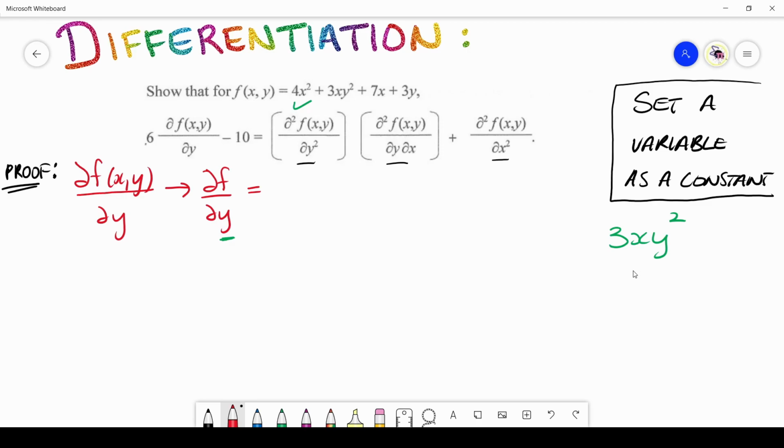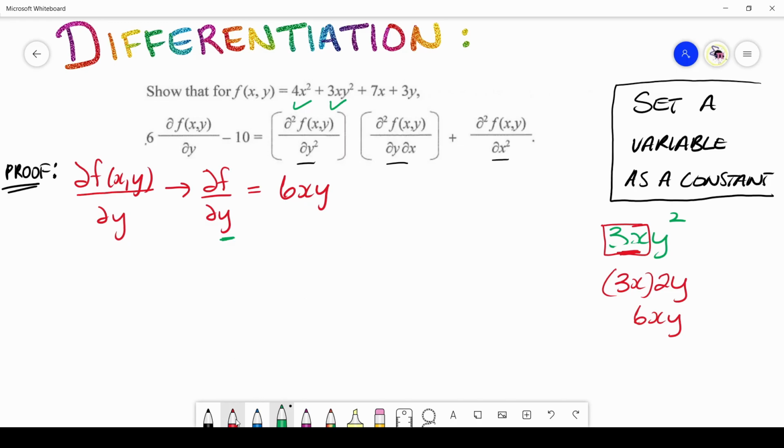3x is a constant, right? So if we consider that 3x is basically just a number, how do we differentiate y squared? The differential of y squared is simply 2y. And if 3x is a constant, we just write it back. At the end of the day, when you multiply those two terms, you're going to get 6xy. So partial differentiation of 3xy squared with respect to y only gave us 6xy. So now we have completed differentiating that second term with respect to y, keeping x constant.